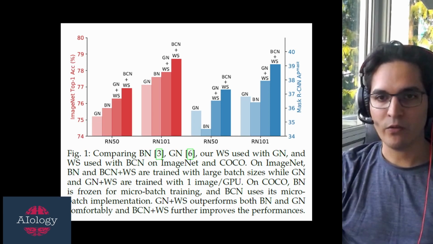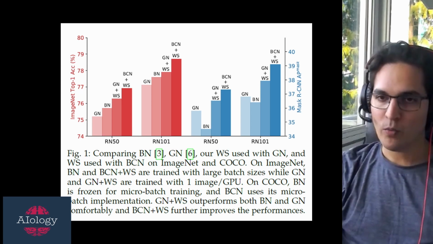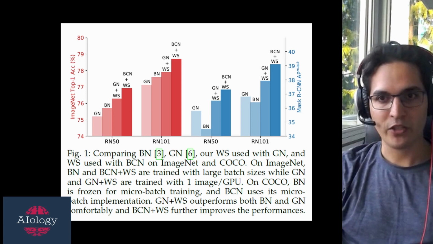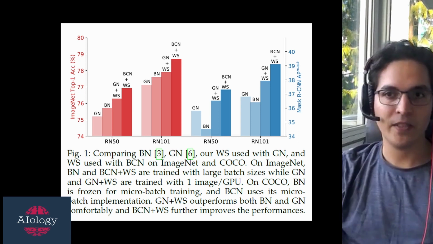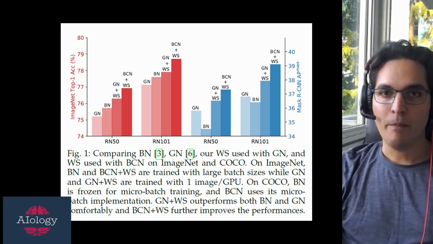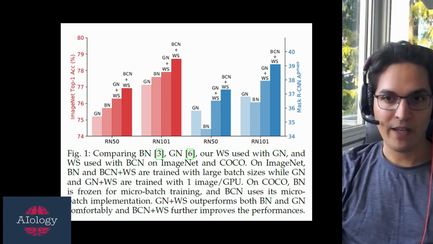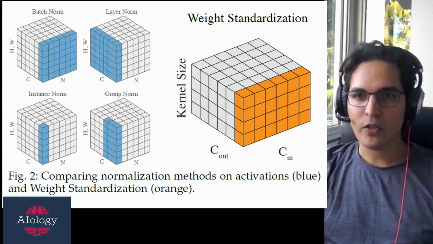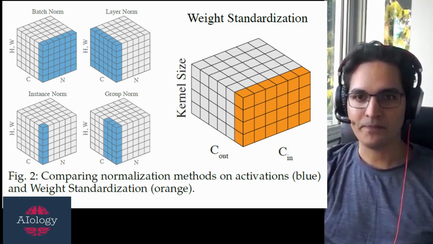In figure 1, they're showing that if we use group normalization, batch normalization, or sometimes a combination of them with weight standardization, they are still not as good as when we combine Batch-Channel Normalization and weight standardization. So let's jump to this. What are group normalization, layer normalization, and so on? There is a figure here that can help us understand that.